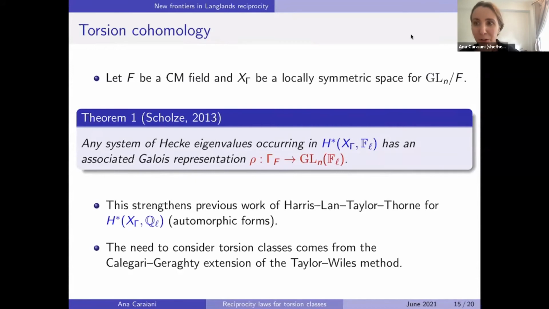Cohomology with characteristic 0 coefficients, really you should think of as automorphic forms. The generalization of the notion of modular form to this higher rank setting.